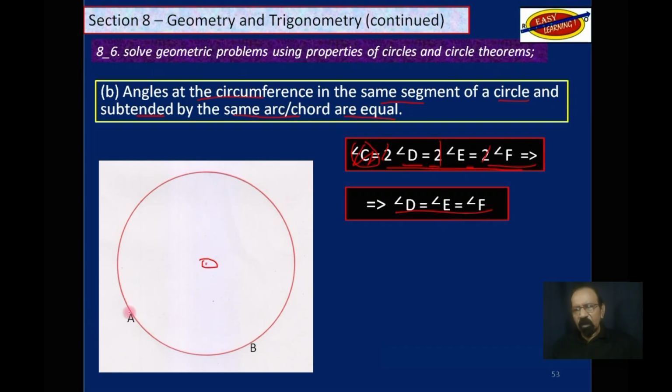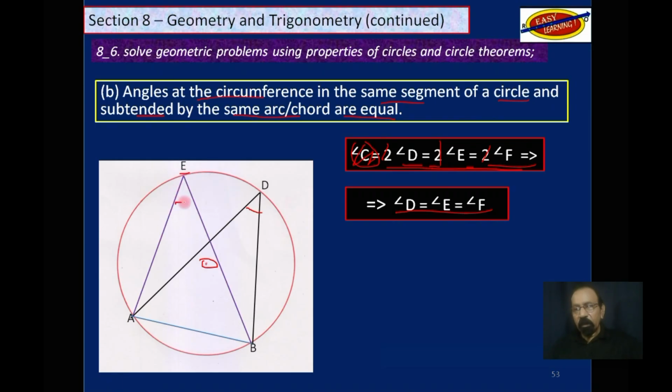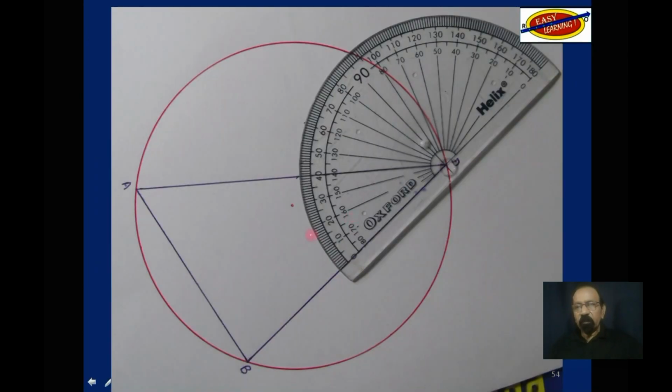Let's just pick 2 points, A and B. We put a chord in there, and like what we did previously, we get a point D here, and we create an angle here, and another point E here, create another angle there. What this theorem is saying is that those two angles will be equal to one another. And another one here will be equal to all of those, which is actually a direct result from the first circle theorem. We can measure them.